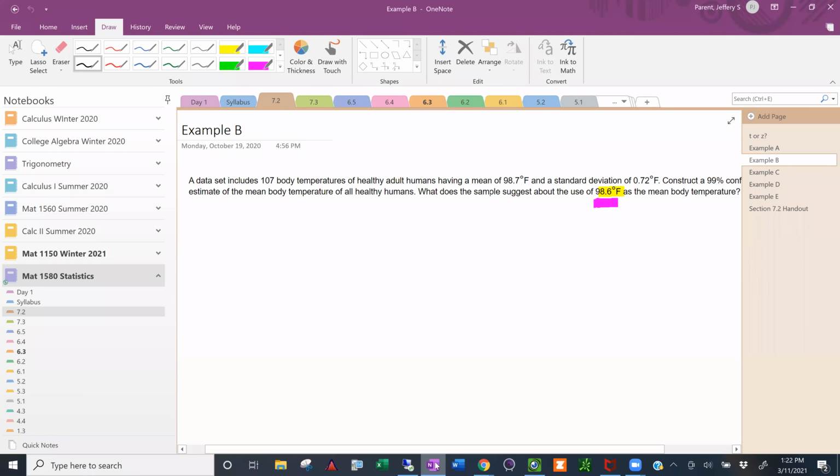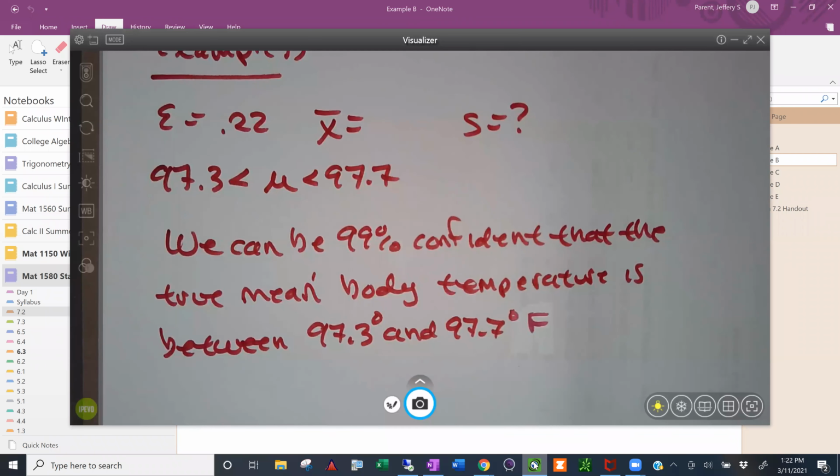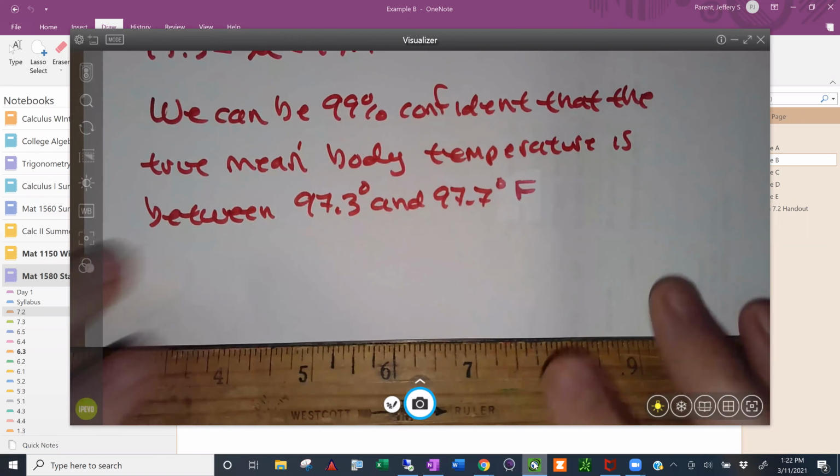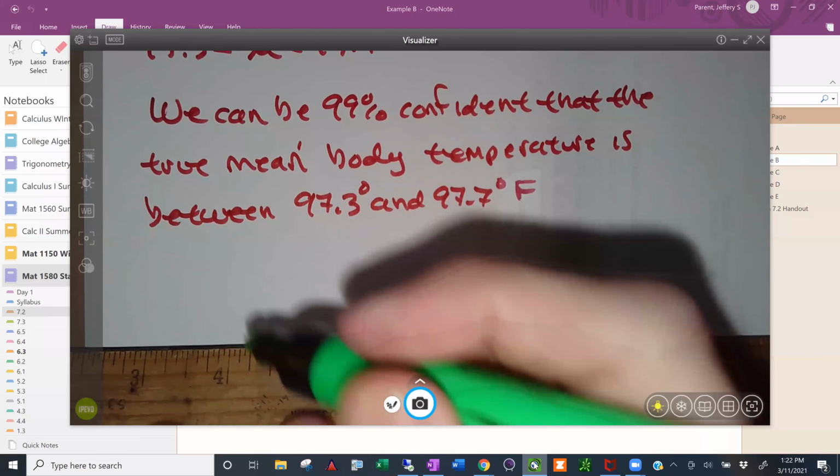Let's look back at the problem. It says, what does the sample suggest about the use of 98.6 as the mean body temperature? So, okay, 98.6. Well, let's draw this out like we did just a bit ago. We've got our confidence interval.